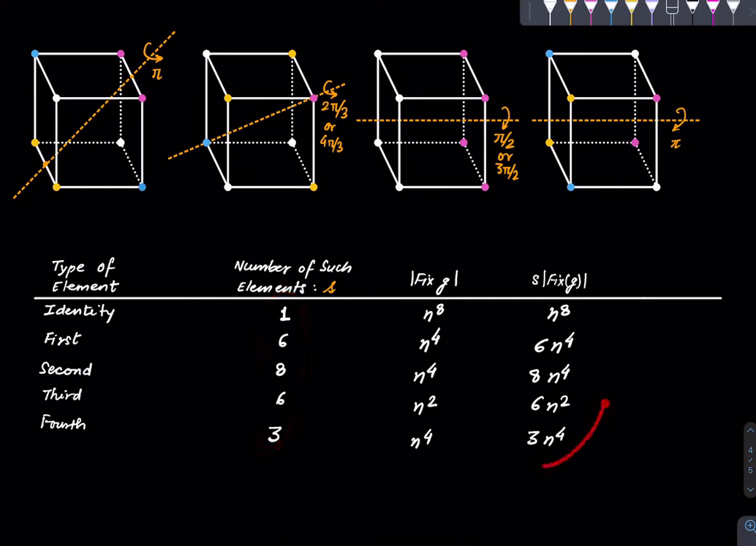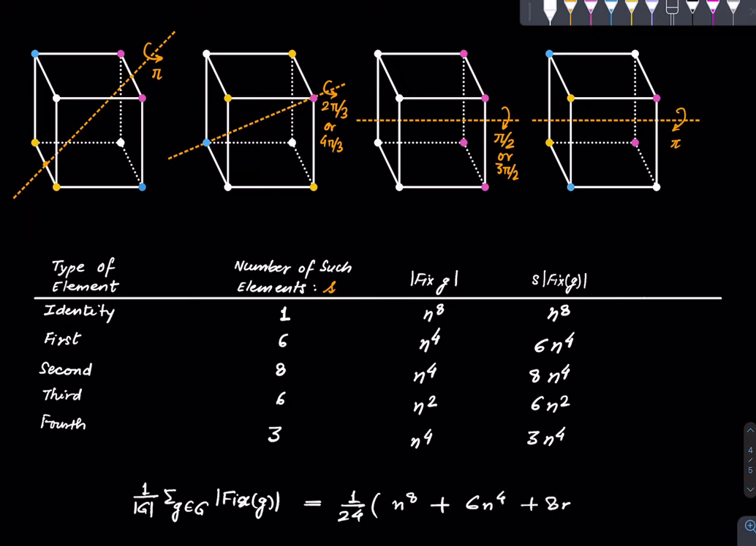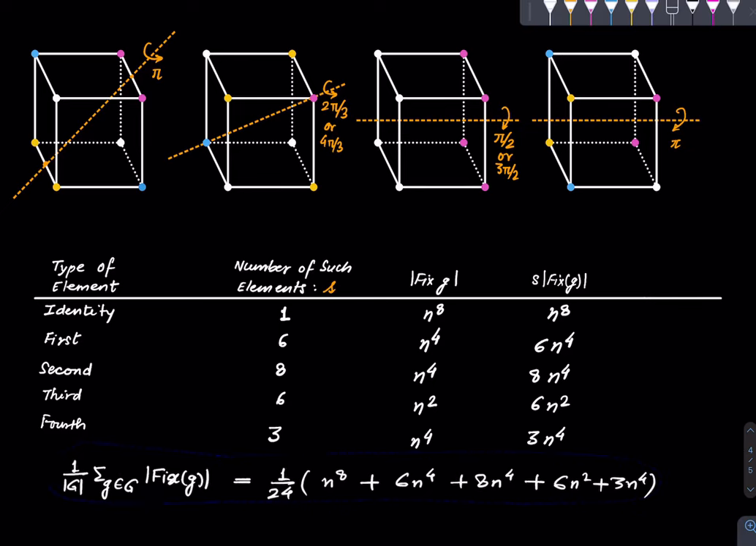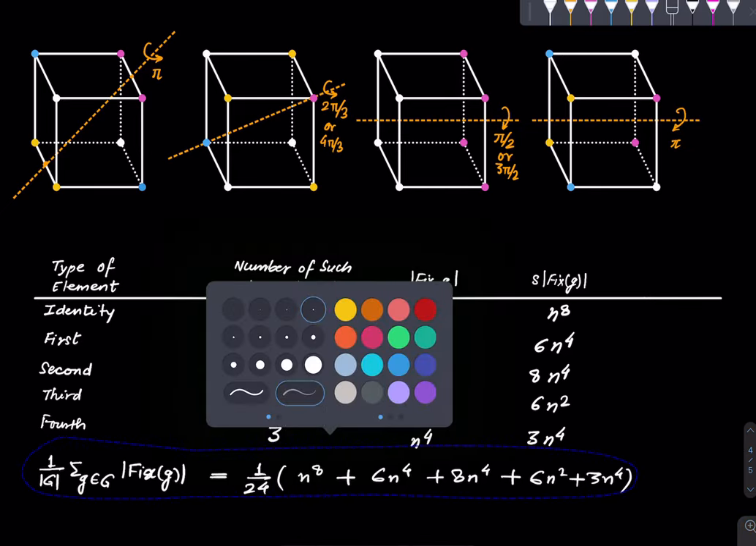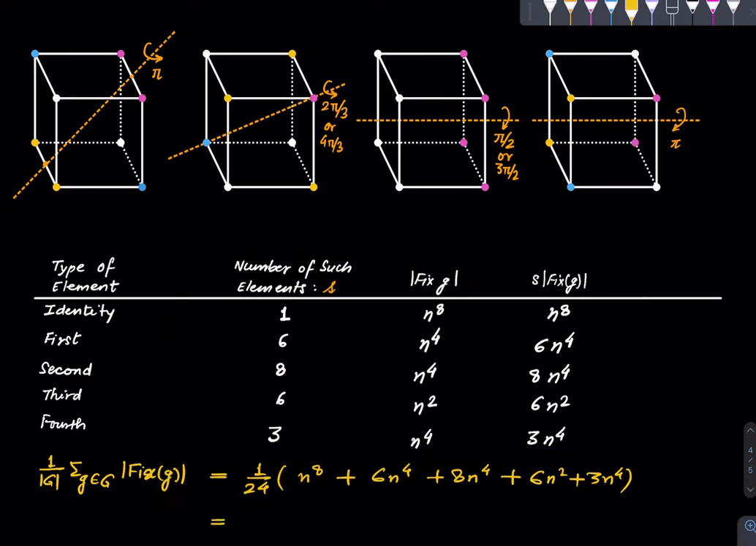And now finally, all we need to do is add this and divide by 24. So 1 upon the size of G, summation over G in the group, of fixed G, is nothing but 1 upon 24 times n to the 8 plus 6 n to the 4 plus 8 n to the 4 plus 6 n squared plus 3 n to the 4. Which is equal to 1 upon 24, n to the 8 plus 17 n to the 4 plus 6 n squared.